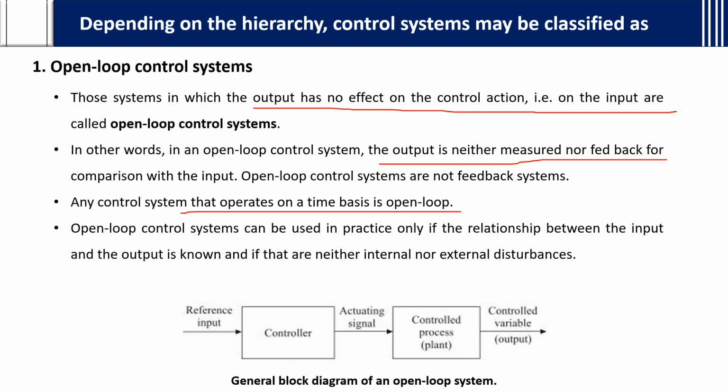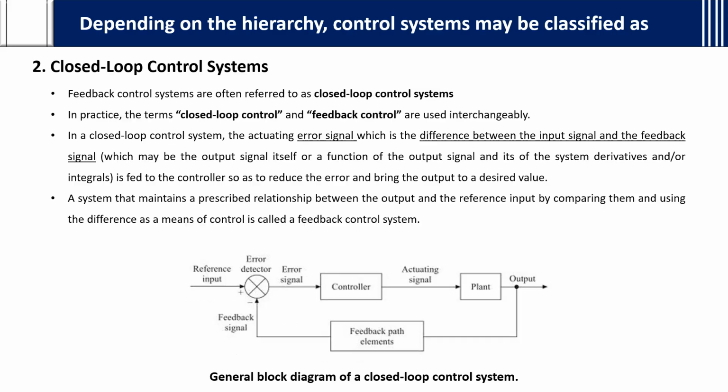Open loop control systems can be used in practice only if the relationship between the input and output is known, and if there are neither internal nor external disturbances. Only if the input and output relationship is known will we use open loop control systems.